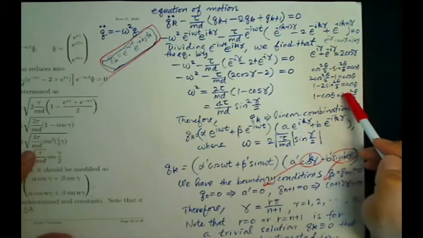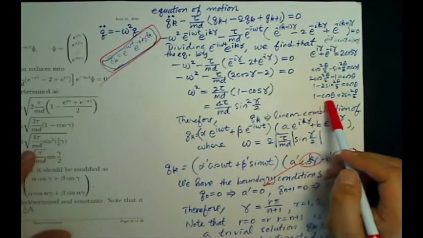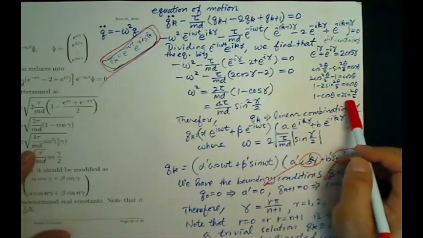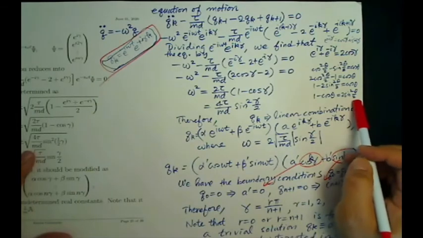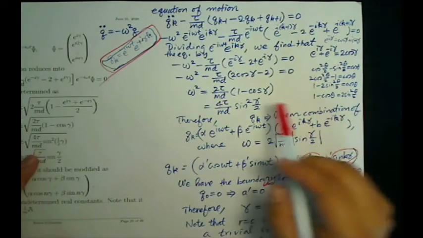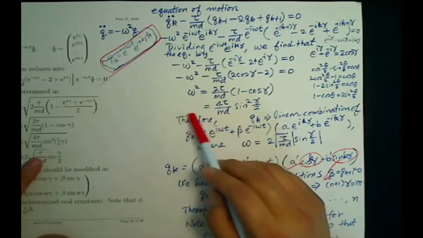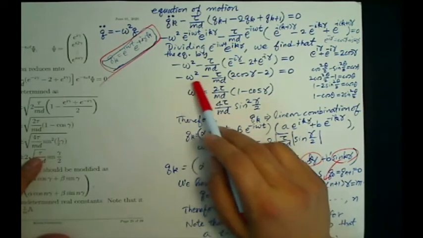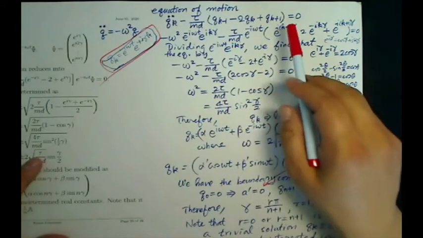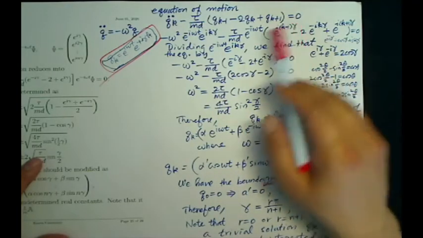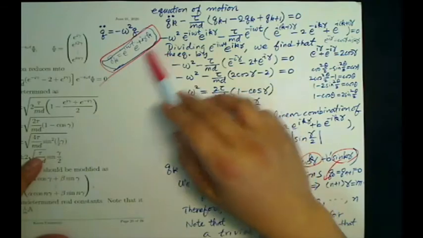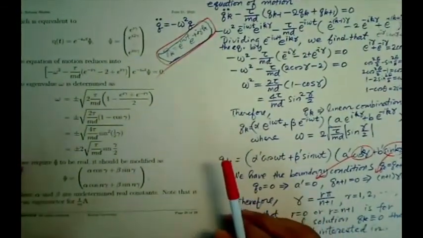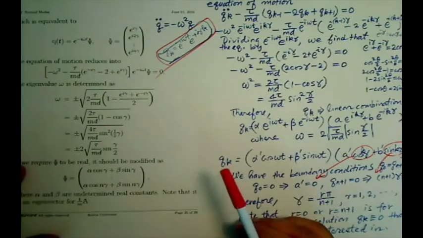And as we know, 1 minus cosine of something is 2 times the sine squared of half of that angle. As a result, the characteristic frequency is found to be like that. The fact that we have found a characteristic frequency that satisfies this equation means we have indeed solved this equation by this trial solution. The trial solution worked fine.